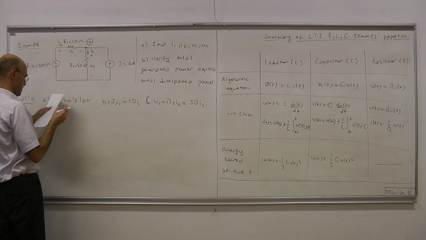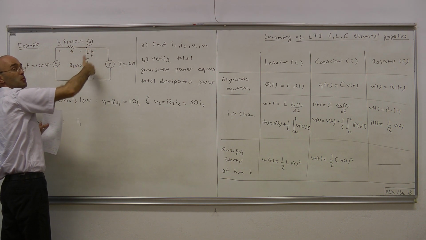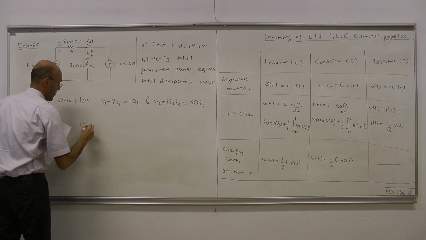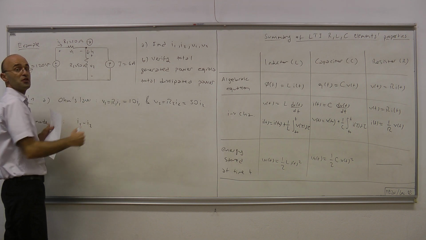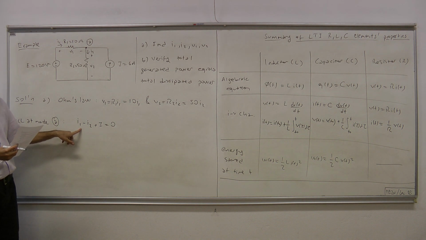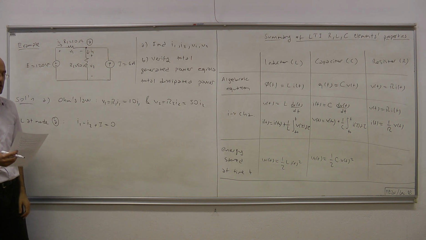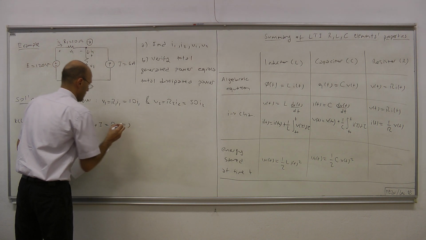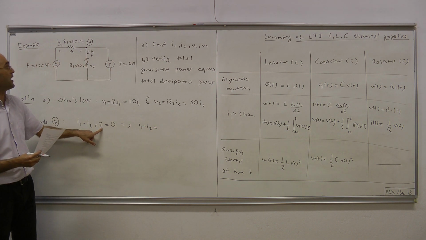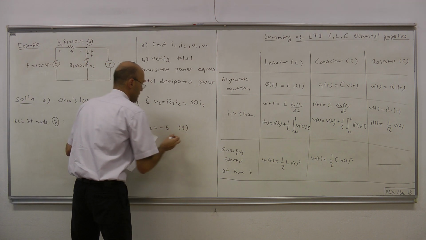So this I1 is incoming. Then we have I2 outgoing, but we want to consider everything incoming, so minus I2 would be incoming. And finally, this I, which is 6 amps, is also incoming. So KCL says that I1 minus I2 plus I must equal 0. Therefore, I1 minus I2 equals minus 6, since I is given. Let's call this equation 1.